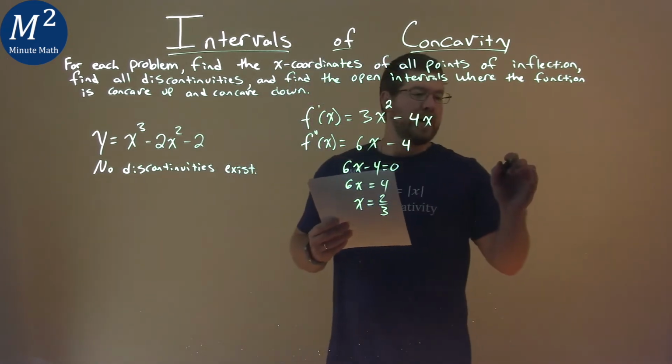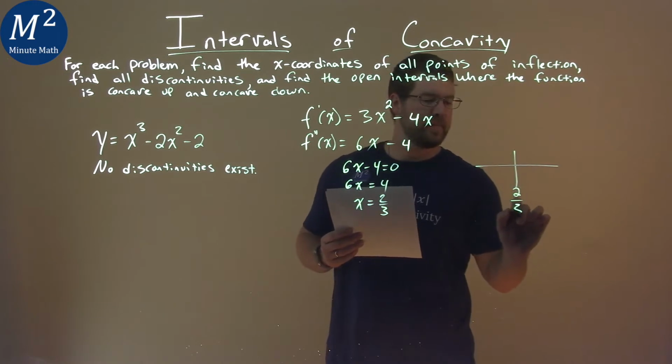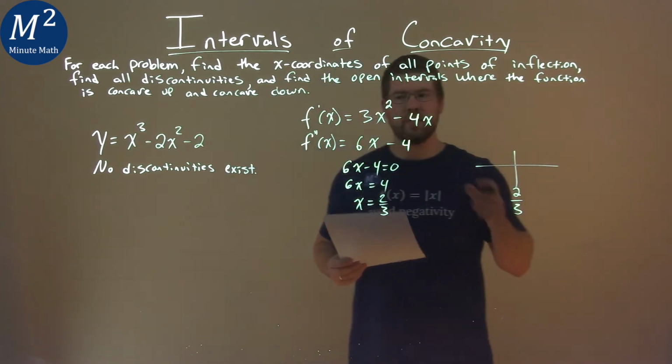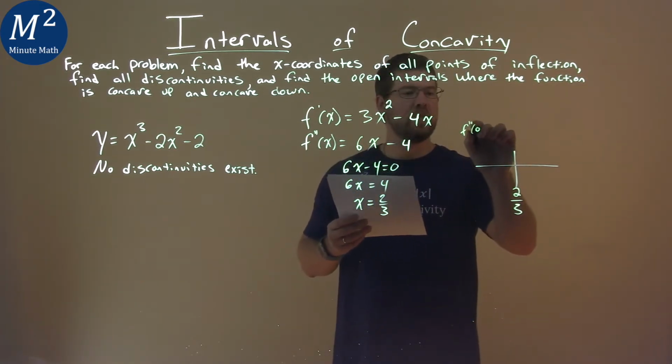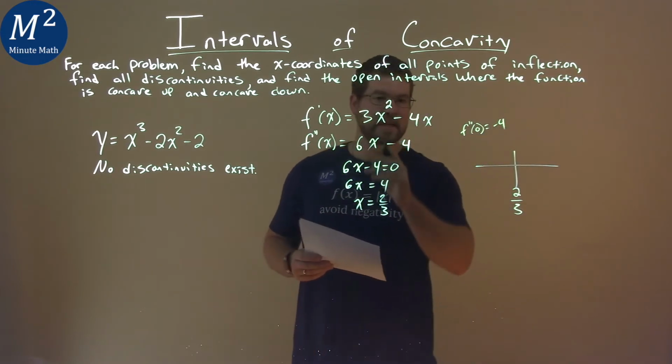So now I need to do my second derivative test. I take 2/3 here, and I need to plug in a value less than 2/3 and greater than 2/3 into my second derivative. I picked 0 for my second derivative, and I got an output of negative 4 when I plug it into the second derivative.